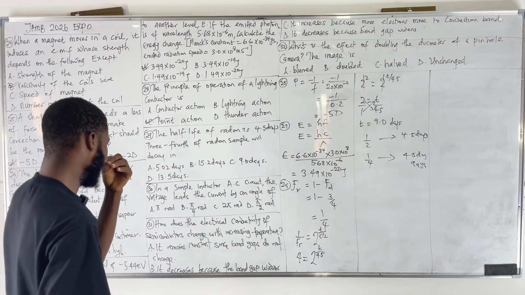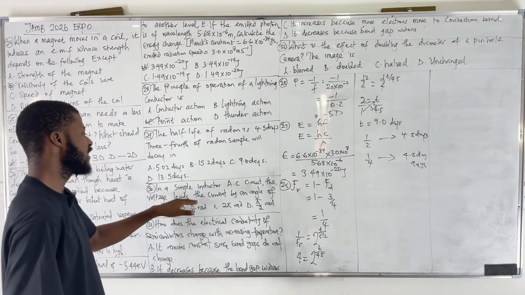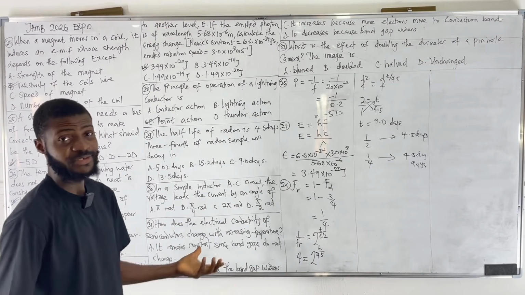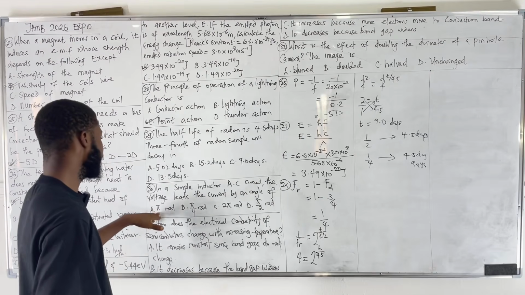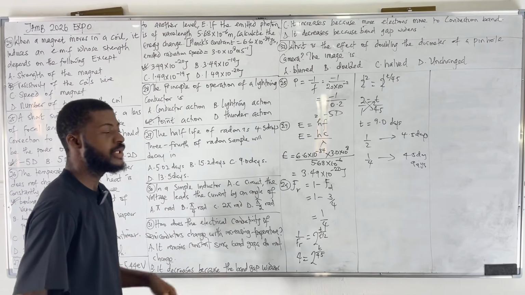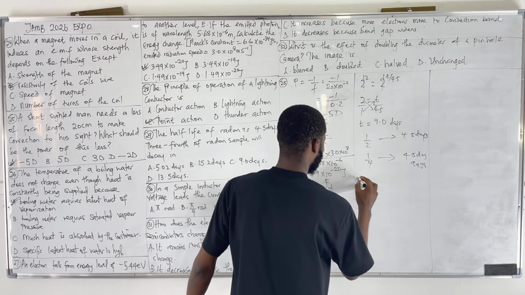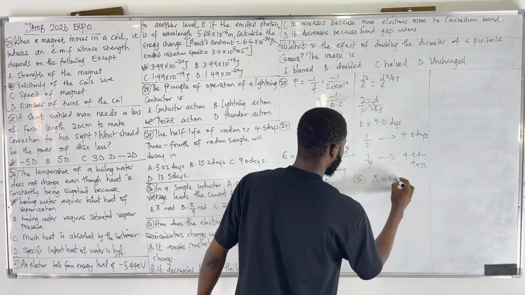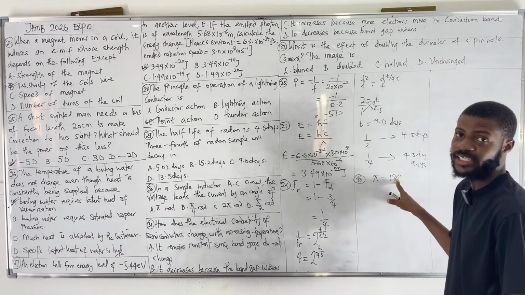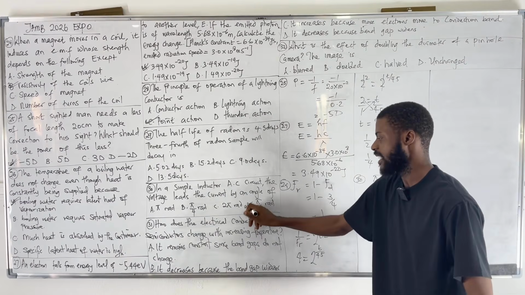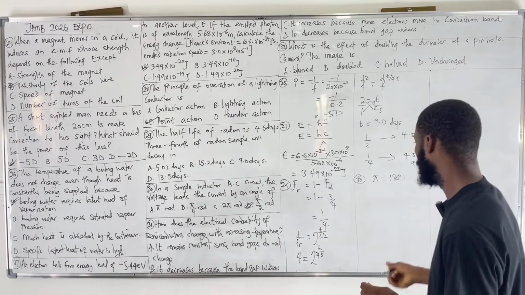So the next one, number 30. In a simple inductor AC circuit, the voltage leads the current by an angle of 90 degrees. But you can notice that the options are written in terms of pi. Pi is 180 degrees, so how do we get 90? If we divide 180 by 2, you get 90. So the answer is pi over 2 radians. Number 31.